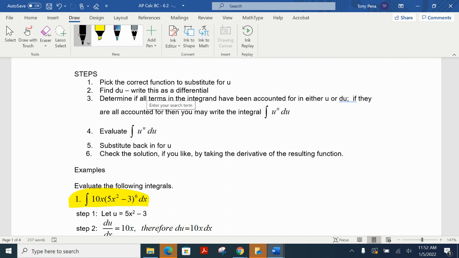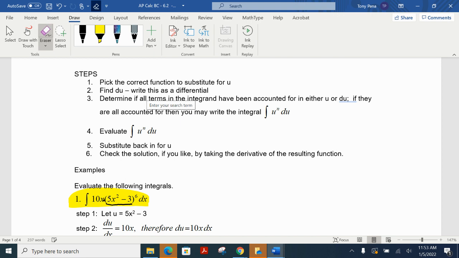What I want you to recognize is there's a product here, so that's generally bad: 10x times the quantity 5x squared minus 3. The other issue is that this isn't just 5x squared minus 3. It's raised to the power of 6. Unless we want to multiply out 6 of these quantities, along with the 10x, to create a monster polynomial that we can then apply the power rule to, we could, but obviously that would take forever and isn't a particularly efficient method. So u-substitution is going to make this a little bit easier.